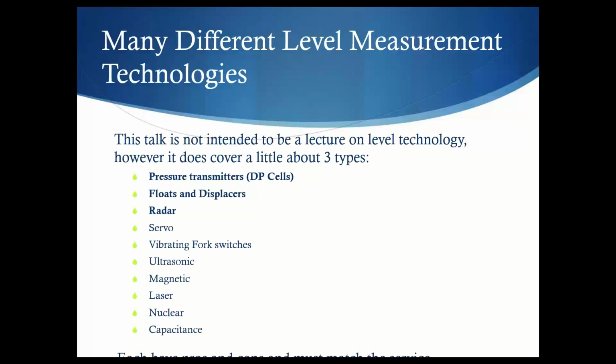There's also floats and displacers, they're the ones that sort of float up and down. They might be linked to a magnet or something to show you the level outside, or they may be linked to a sort of gauge that can then go onto the DCS or elsewhere in the control system.